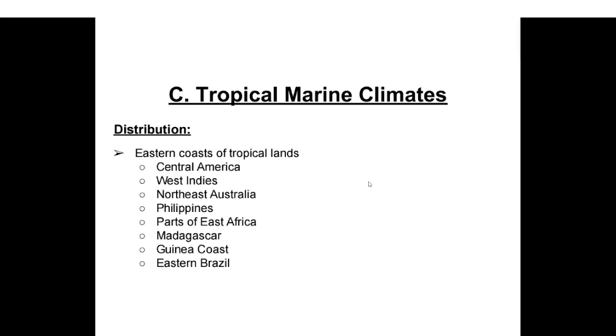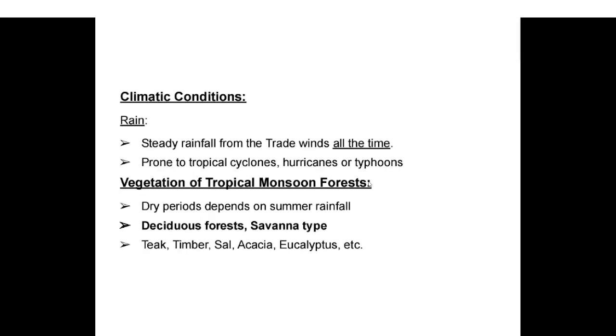Tropical marine climate distribution: east coast of tropical lands, Central America, West Indies, Northeast Australia, Philippines, parts of East Africa and Madagascar, Guiana coast, and eastern Brazil all have tropical marine climates. Climatic conditions: steady rainfall from the trade winds all the time, prone to tropical cyclones, hurricanes, or typhoons.